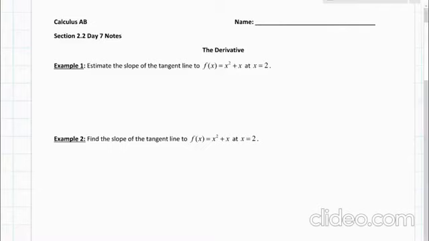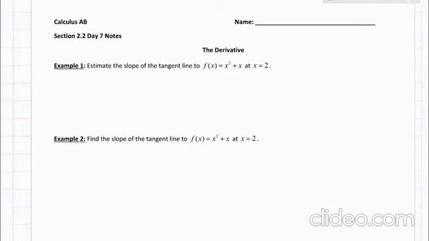Today we're going to talk about the derivative and what that means, especially as related to everything we've been talking about recently. So before we get into what the derivative means, we are going to recall what we've been doing the last couple days. So the first is to estimate the slope of the tangent line to the graph of f of x equals x squared plus x at x equals 2.